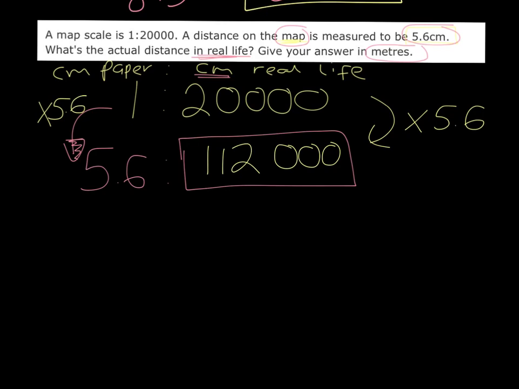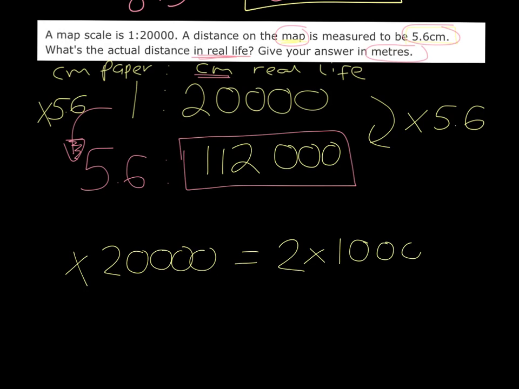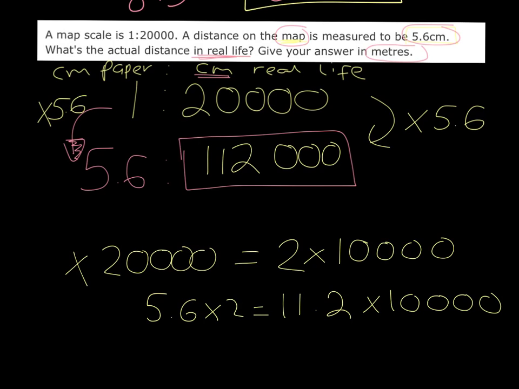However, if you didn't have a calculator, to times by the 20,000. So times by 20,000 is the same as times by 2 and 10,000. So you could double the 5.6, so 5.6 times 2 is 11.2, and then times by 10,000 is where that comes from, the 112,000.